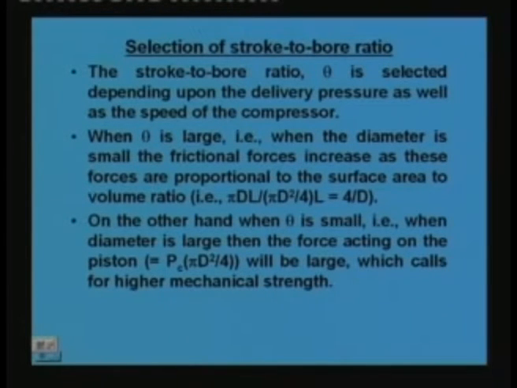When theta is small, it means the diameter is large. What happens when the diameter is large? When the diameter becomes large, the force acting on the piston becomes large. What is the force acting on the piston? What is the maximum force acting on the piston?